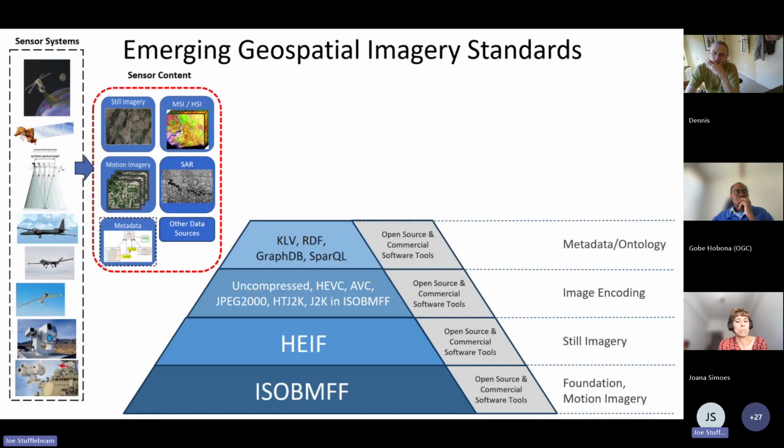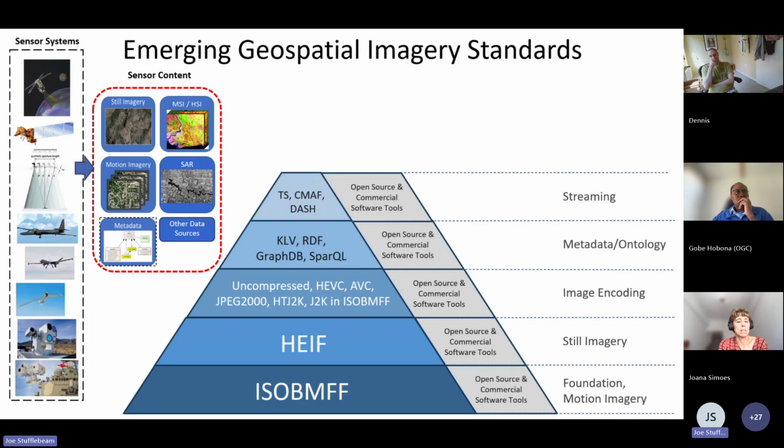When we move into the metadata space, key length value is a SMPTE standard, and that's been well established in drone systems and those kinds of things. It's an efficient binary encoding. But then when we look at RDF and graph databases, SPARQL, those kinds of things, that's where we're really targeting the ontologically structured information. And then finally, when we look at streaming, we've got MPEG-2 transport stream that's been around for many decades, and now emerging adaptive bitrate technologies like CMAF and DASH and those kinds of things.